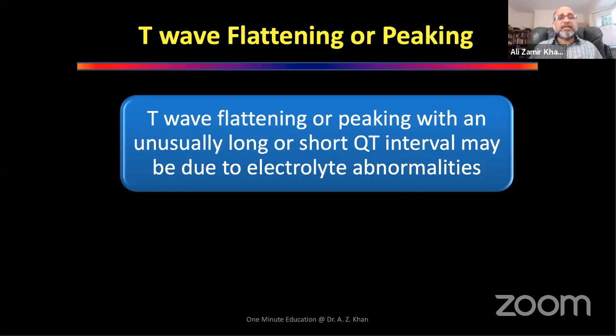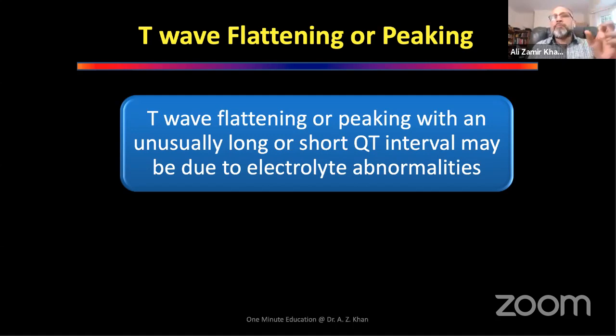A T wave flattening or a peak with an unusually long or a short QT interval is usually electrolyte abnormalities, because the T wave predominantly depends on the potassium channel changes: the sodium channel closing and the potassium starting to leak out. Okay, the repolarization is predominantly a potassium phenomenon. So whenever you have a problem with the potassium levels, then the T wave is the first one which gets affected. Okay, the sodium you don't get so often, hyponatremia and things like that.